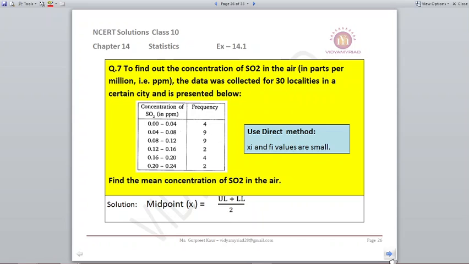Next, to find the concentration of SO2 in the air in parts per million, ppm, the data was collected for 30 localities in a certain city and is presented below. Now you see over here, your class interval is coming in points like 0.02, which will be xi. 0.06 will be the next number, and frequencies are also small. Since xi and fi values are very small, we will be using the direct method to find the answer.